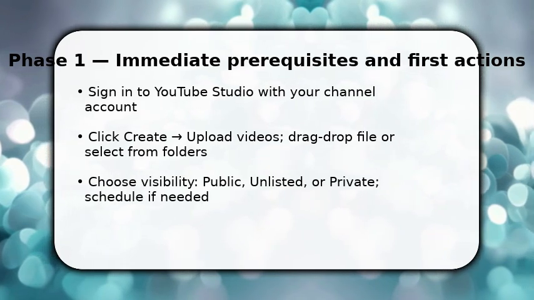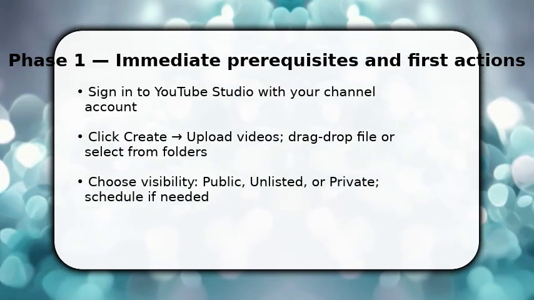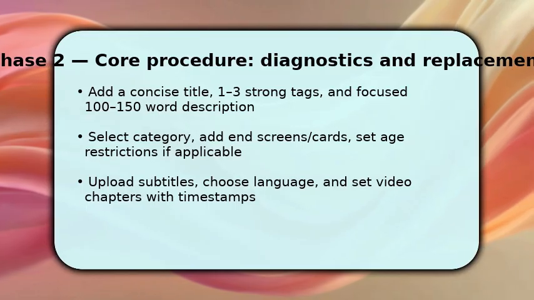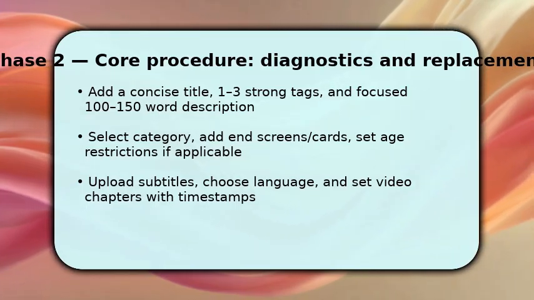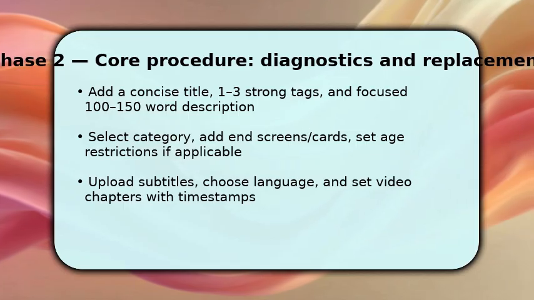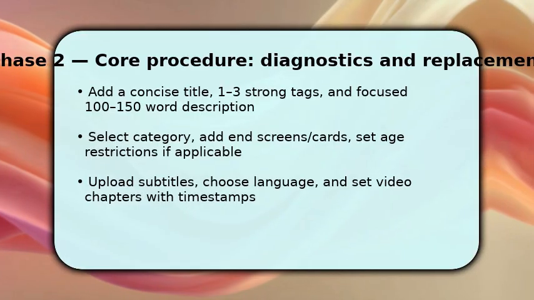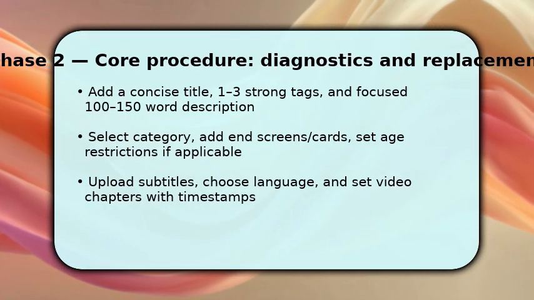Now fine-tune the metadata because algorithms and viewers rely on clarity. You add a searchable title, a focused description with key timestamps, and 3 targeted tags. Make sure to include relevant keywords naturally. Choose the correct category and add end screens or cards to drive watch time.